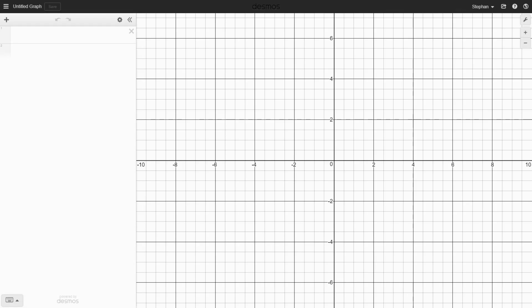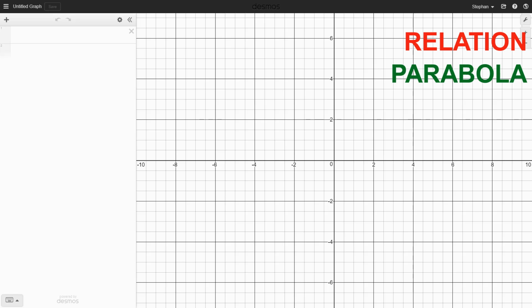So we first need to understand some of the language that's going to be involved in this topic of parabolas. There are three keywords that I'm going to start off with to kick off this unit. The first word is relation. The second word is parabola, which is what the topic is about. And the third word is quadratic. Now, a relation is best described with an example.